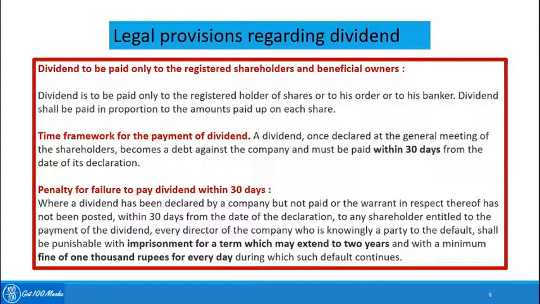Now, dividend is to be paid only to the registered shareholders and beneficial owners. Then, a dividend once declared should be paid within 30 days from the date of declaration. And in case the company fails to do that, every director of the company who is knowingly a party to the default shall be punishable with imprisonment for a term which may extend to 2 years and with a minimum fine of 1,000 rupees for every day during such default.